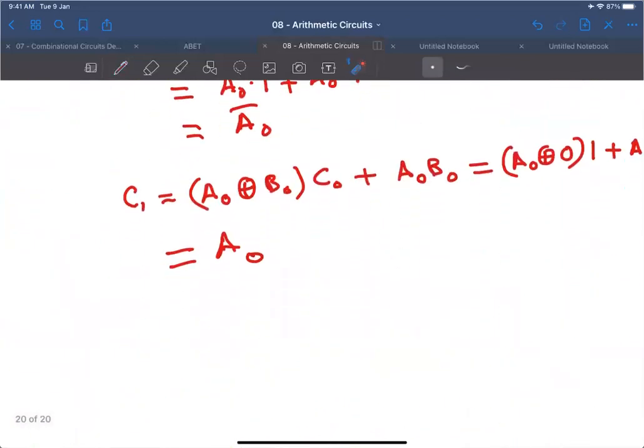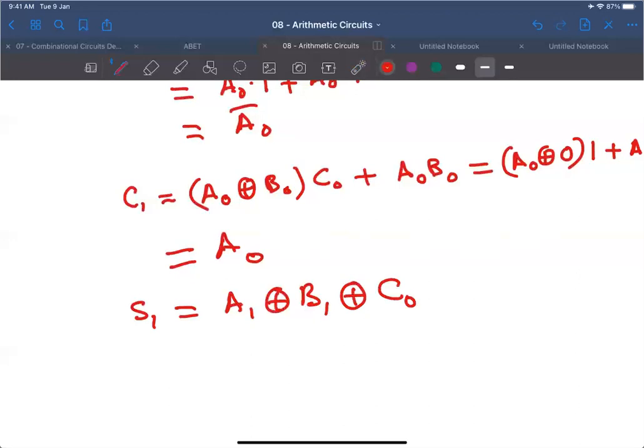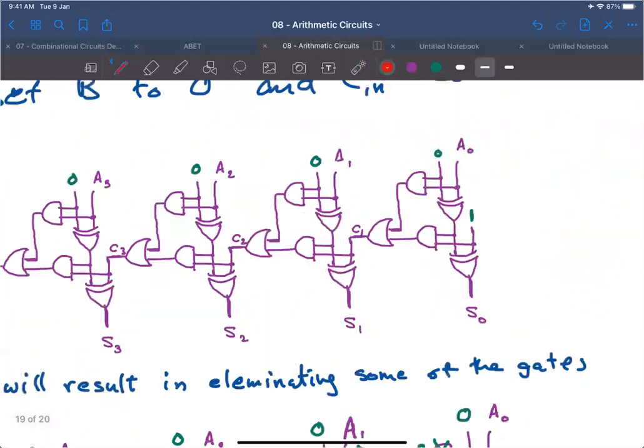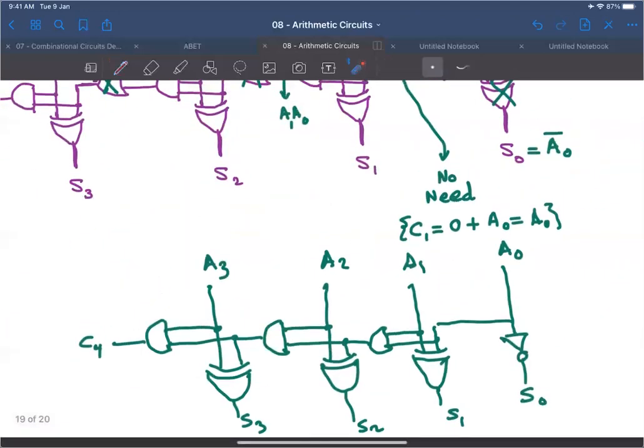Next, we can calculate S1 now. S1 is going to be A1 XORed with B1 XORed with C1, I'm sorry. Substitute now. This is going to be a 0, and this is going to be A0. So this is A1 XORed with A0. Isn't it the case here? S1 is A0 XORed with A1.